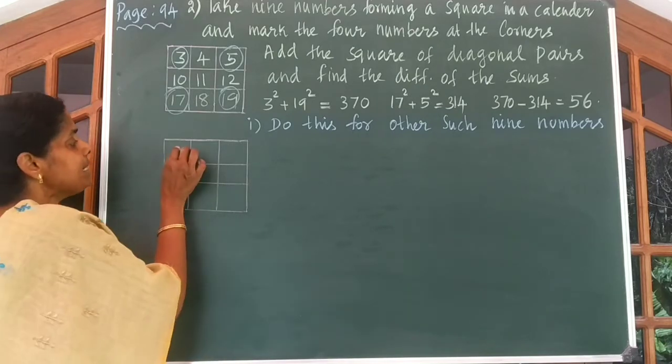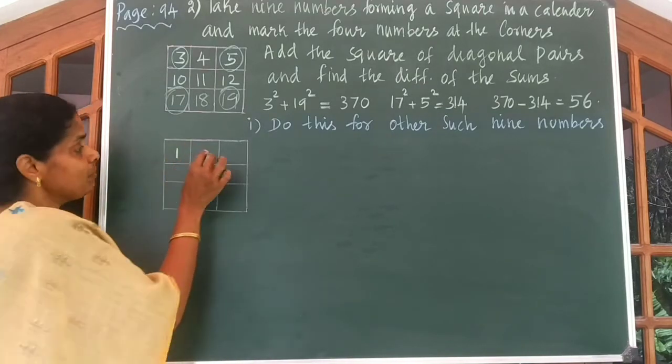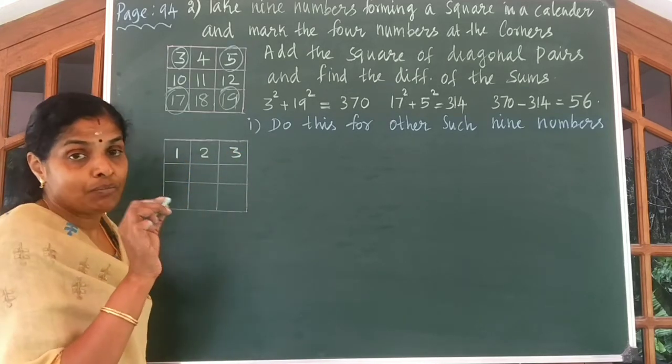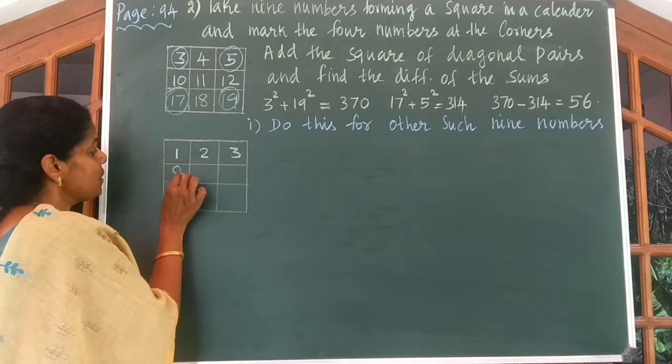Okay, let me take 1. So I will get 1, 2, 3. Under 1, I should write 1 plus 7, which gives you 8.